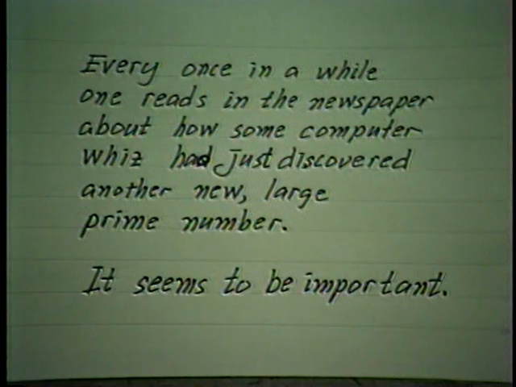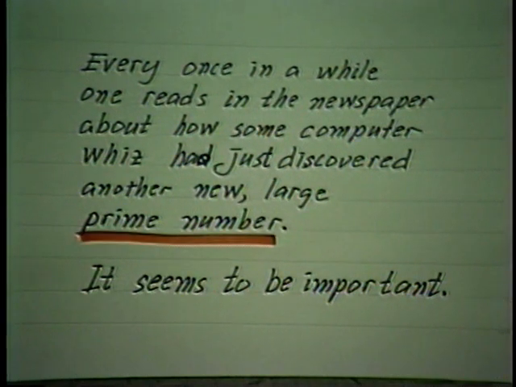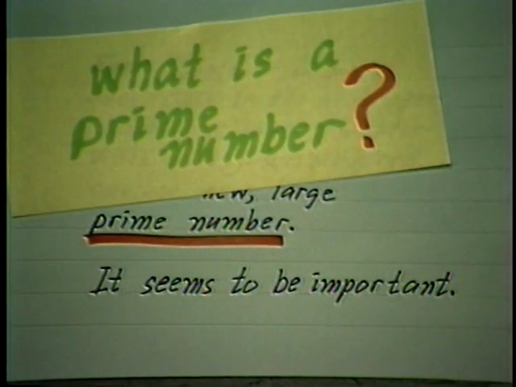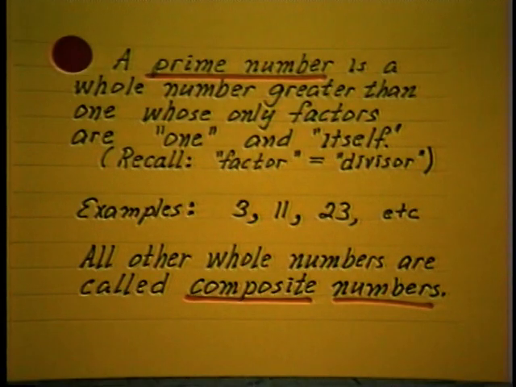Every once in a while, one reads in the newspaper about how some computer whiz had just discovered another new large prime number. It seems to be important. Just what is a prime number? A prime number is a whole number greater than one whose only factors, that is divisors, are one and itself.